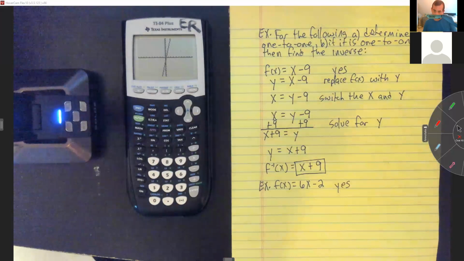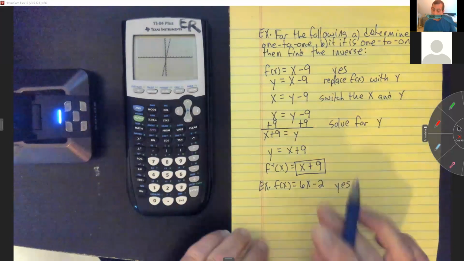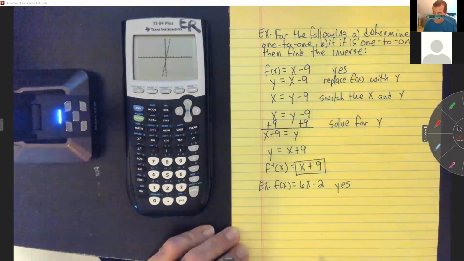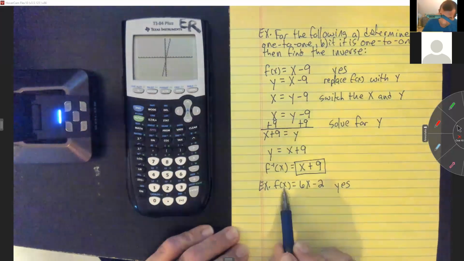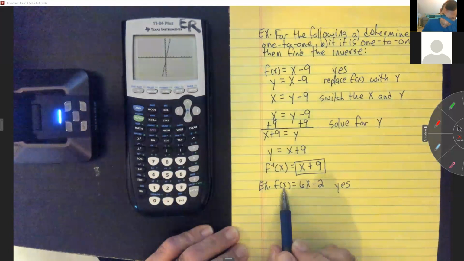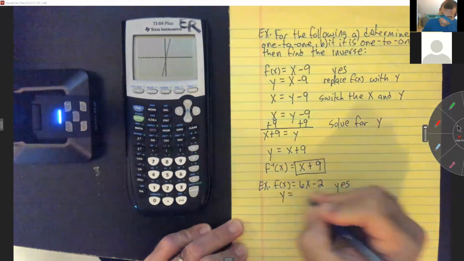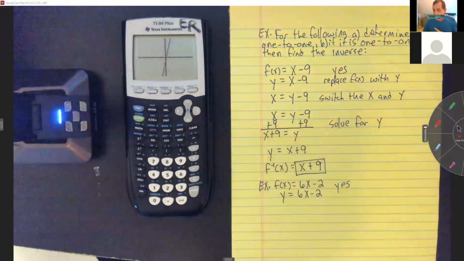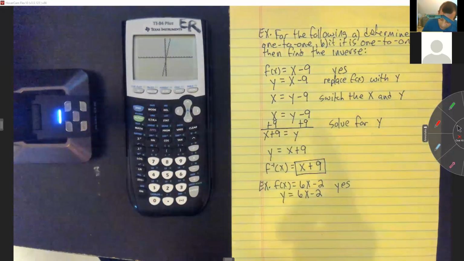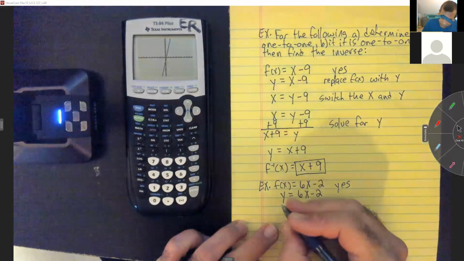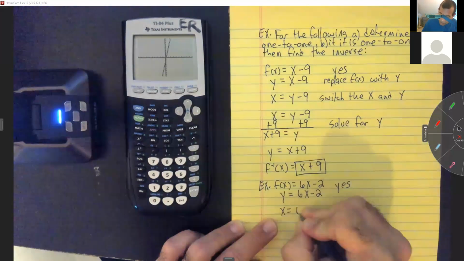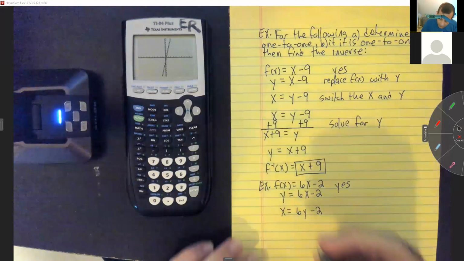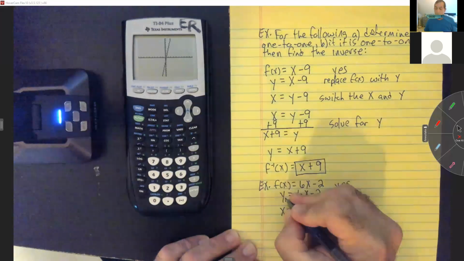All right, so since it's one-to-one, we're going to find the inverse equation just like we did above. Replace the f of x with a y, so this will be y equals 6x minus 2. Switch the x and the y around so that you get x equals 6y minus 2. Here, let me just draw an arrow. All I did was switch them around.